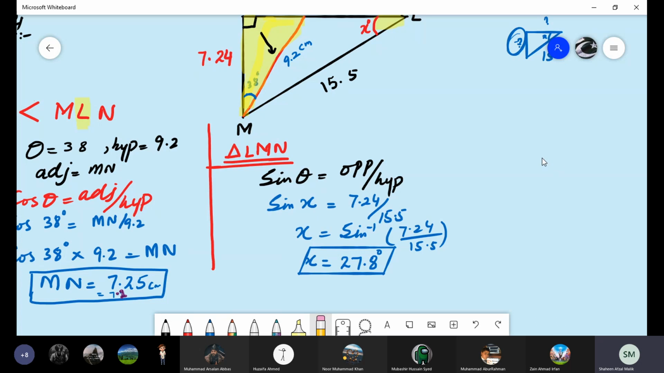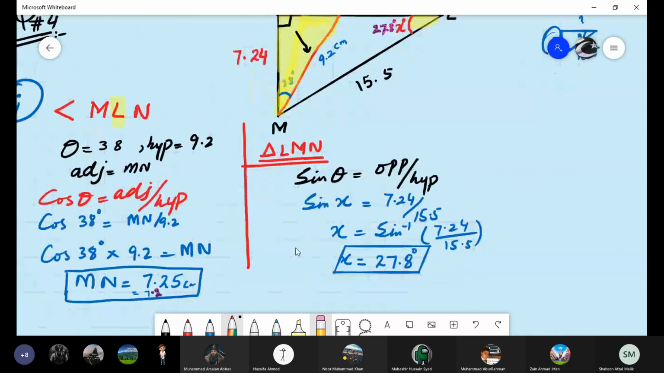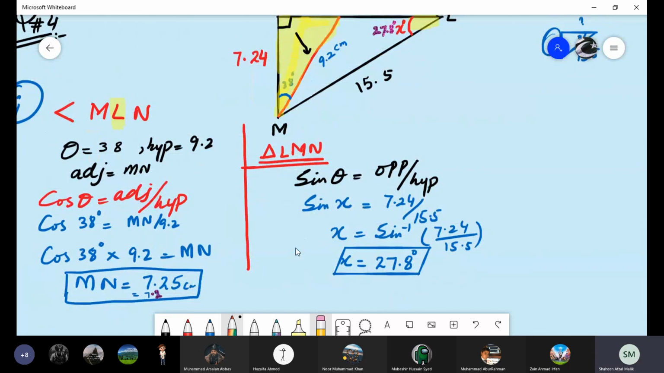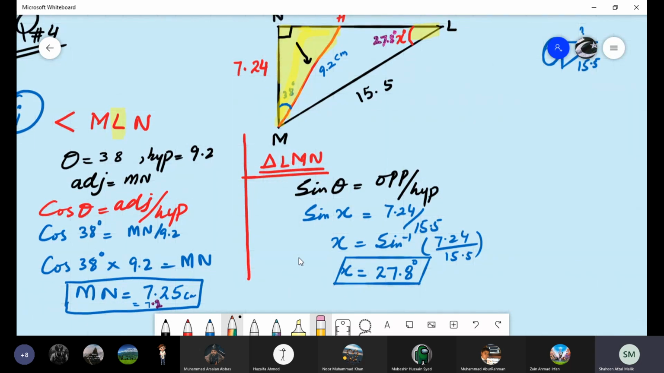Your first part is finished. It means what is the value of X? Now you have X as 27.8 degrees. This is your X. Now you have the angle with you. Just focus on this one, complete this part, and then we will move to the B part. This is only your A part. If you're done with the A part, then we will go to the B part. Any question?